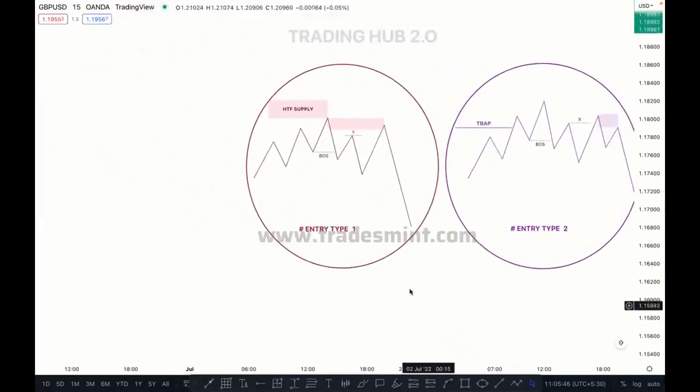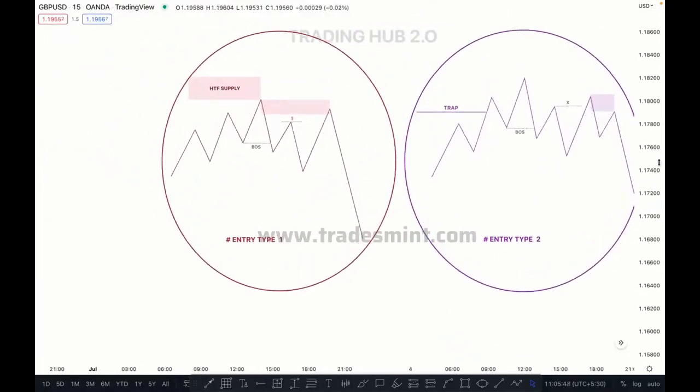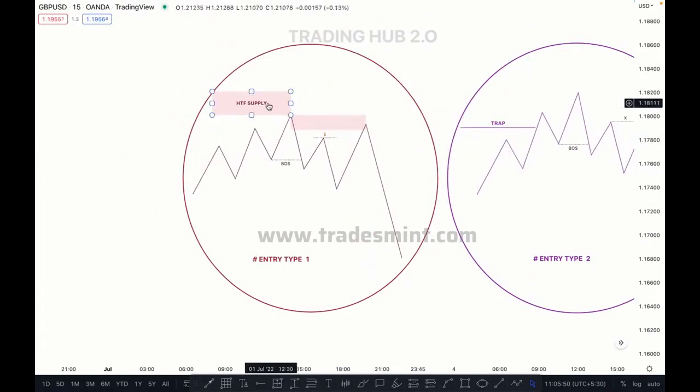You have to apply entry type 1. Why? Because when the market taps on the order block, the higher time frame supply, then you have to wait for the CHoCH. Then the market breaks this structure and creates the first inducement, a minor inducement, and after taking out this inducement, you can sell.